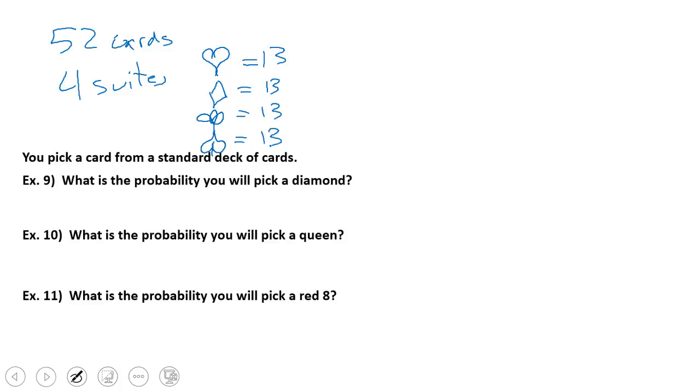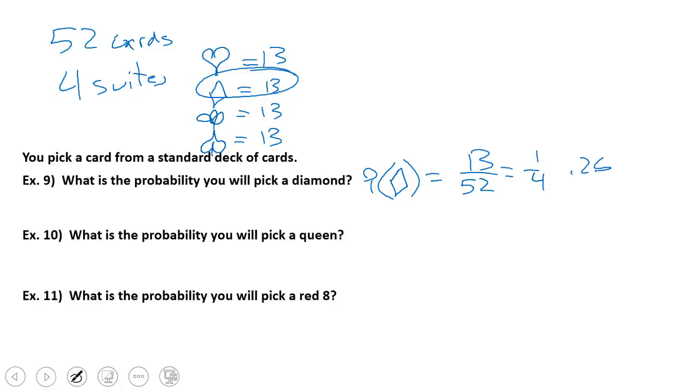Number 9 says, what is the probability you will pick a diamond? So if we look at diamond, well, there's 13 diamonds in a standard deck of cards, so probability of a diamond is 13 favorable out of 52. And we know that because of what I drew up there a moment ago, that will simplify to 1 out of 4, which is 0.25 or 25% chance, which means it's unlikely. Go back to our likelihood. It's unlikely that we will pick a diamond.